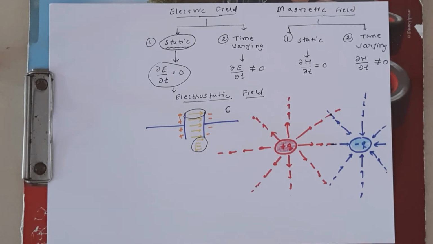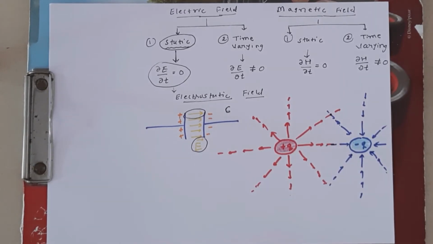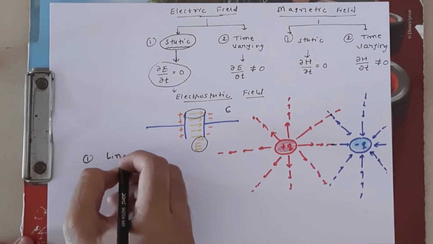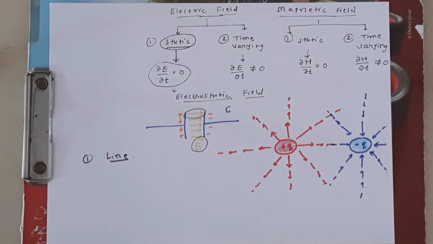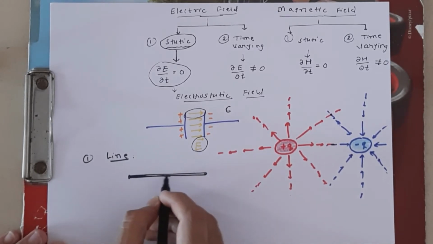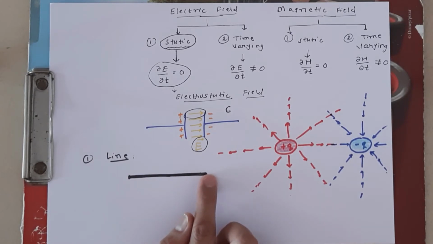Now there are three cases. First, the charge is present on a line. Second, the charge is present on a surface, and third, the charge is present in a volume. See here, the first case, if the charge is present on a line. I draw one simple line, a simple conductor, an aluminum or copper wire. Lots of charge are present on this line. Now tell me how much charge is present. We cannot count the number of charges.